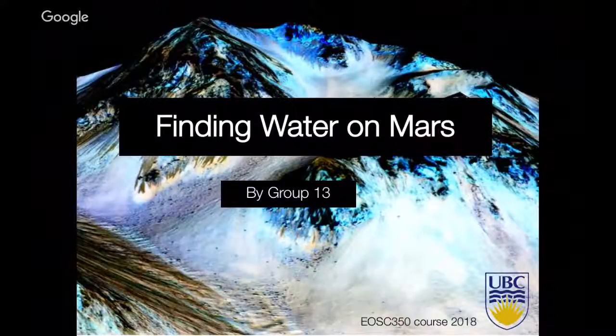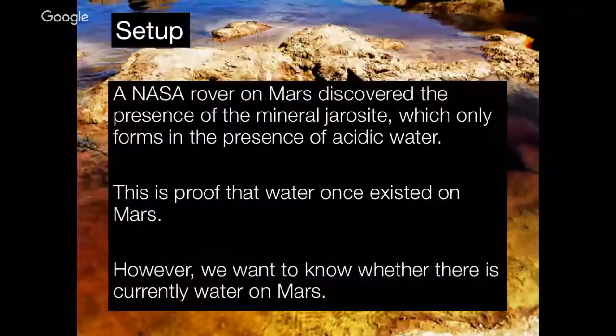Okay. Hi everyone. We are Group 13. We are talking about how geophysics could have been used to confirm the presence of water on Mars. The background is that a NASA rover discovered a mineral on Mars which only forms in the presence of acidic water, which proves that water once existed on Mars. We wanted to use geophysics to confirm if water still exists on Mars.